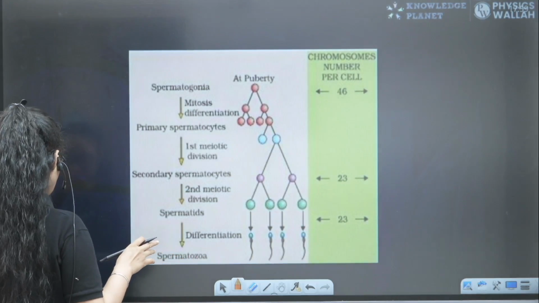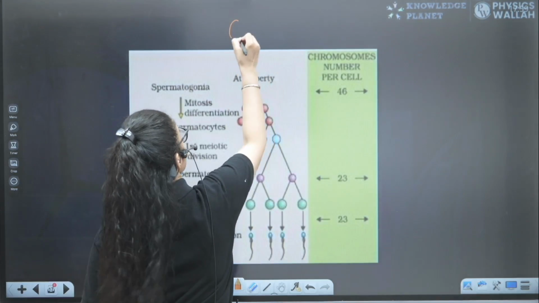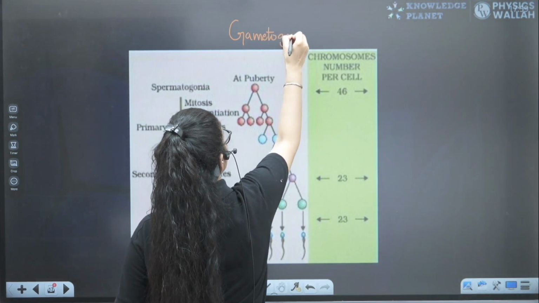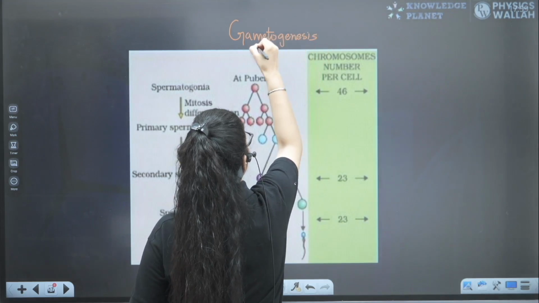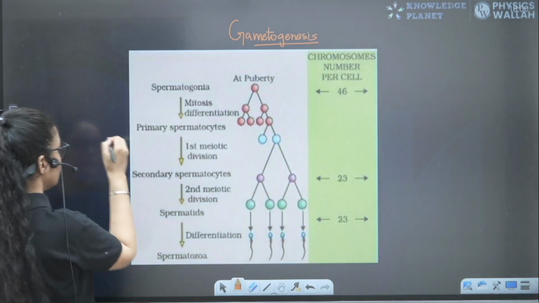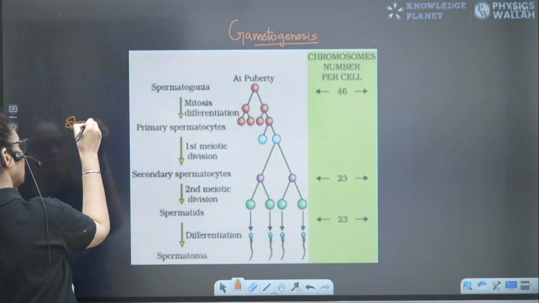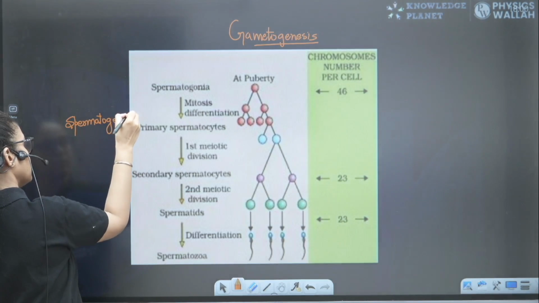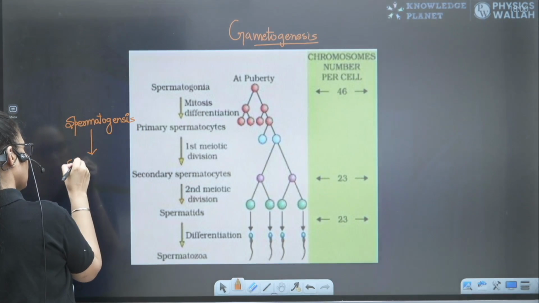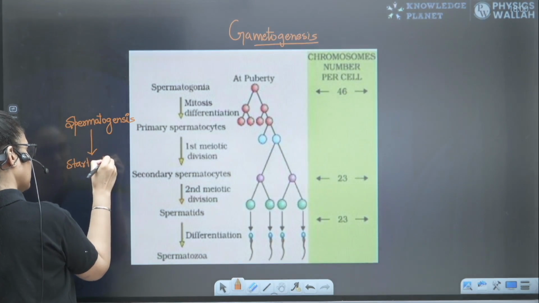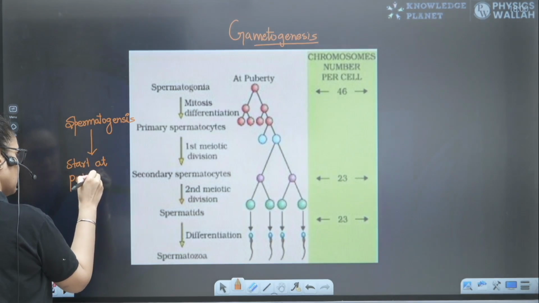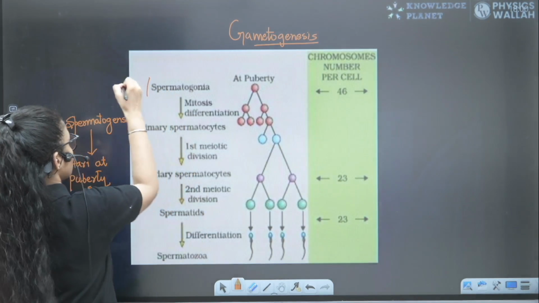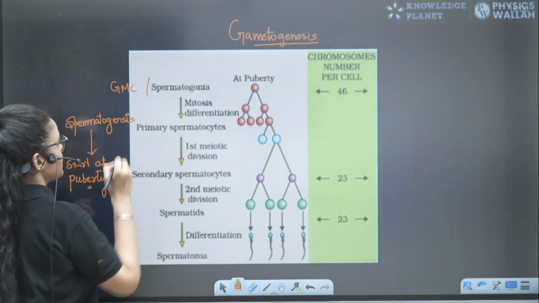Now let's discuss gametogenesis, right? We are done with the male and female reproductive system. Now see how gametogenesis happens in both. First of all, this diagram is for spermatogenesis. Spermatogenesis will start at puberty, right? You know what puberty is? At puberty, this spermatogonia, also known as the gamete mother cell, starts the process.